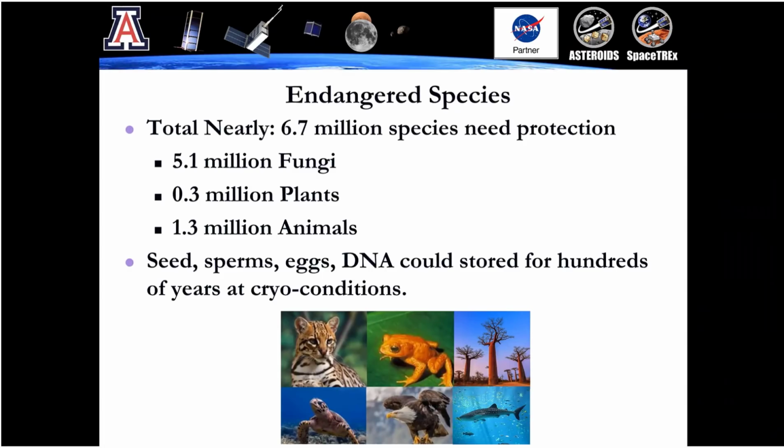And so what will be saved in the Ark? We would house around 6.7 million species, of which 5.1 million species are fungi, 0.3 million plants, and 1.3 million species of animals. What will be stored will include seeds, sperms, eggs, and DNA, and they could be stored at cryo conditions below minus 180 degrees centigrade, and it's expected to survive for hundreds of years.